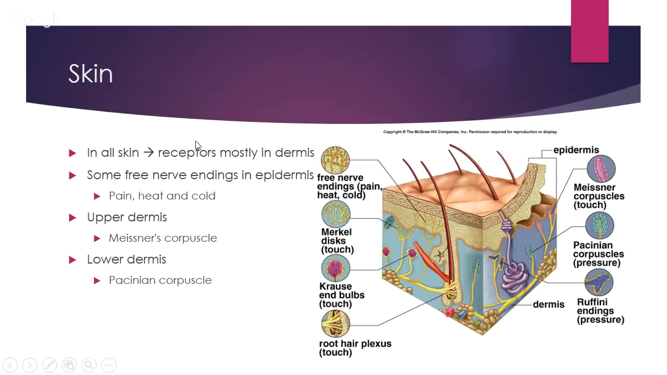So for most skin, most of your receptors are in your dermis, so down there, deep in your skin. But you do have some free nerve endings up here in the epidermis. And free nerve endings are important because, as we'll talk about in a while, that's where all our nociceptors are located. They're located as free nerve endings, and they detect things like pain, heat, and cold. Your upper dermis also has Meissner's corpuscles, and your lower dermis has the Pacinian corpuscles, which makes sense because they're for deep touch.